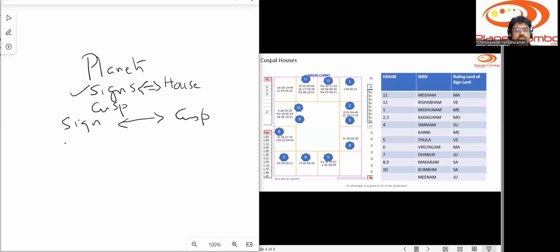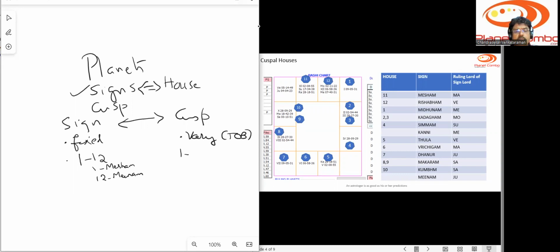A cusp is fixed for all charts. It doesn't vary. This will vary by chart depending on the time of birth, date of birth, and place of birth, or the time of birth model. The sign is numbered from 1 to 12, 1 being Mesham always for everyone, 12 being Meenam.